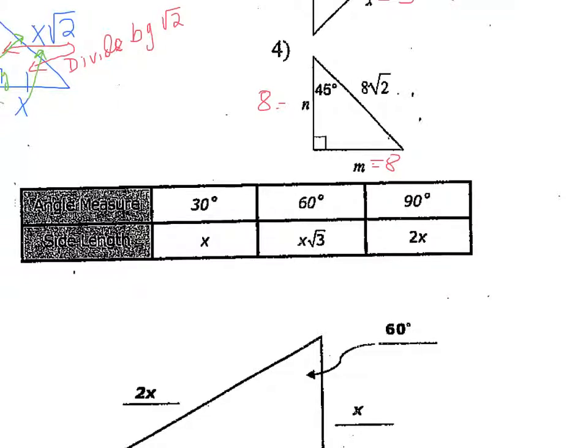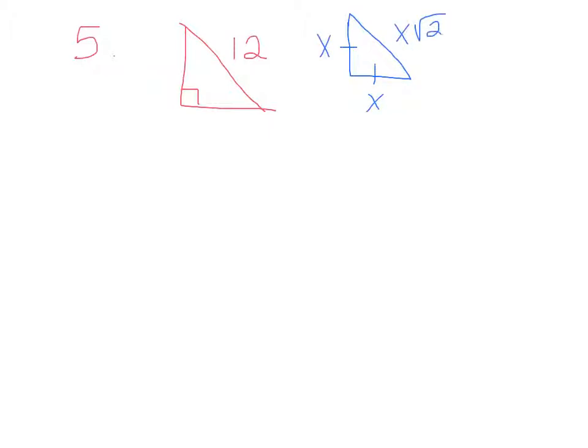Now let me add one. Example number 5. What if the hypotenuse is 12? What's going to be the leg? Well, what I know is that the property says that if it's x, this is x square root of 2, right? So I know that the 12 represents x square root of 2. So if I want to find x, like I've said, the shortcut is to divide both sides by square root of 2. That way you leave the x by itself.